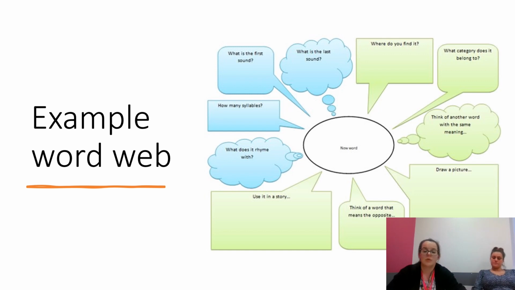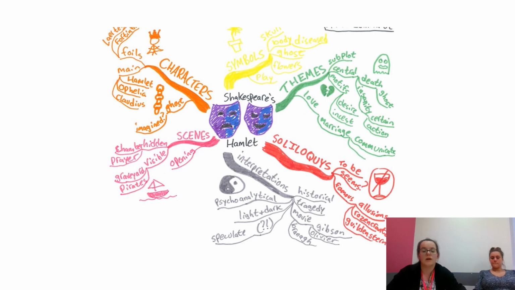And then we've also got here an example of how a word web can be used for a whole topic. So this is looking at Shakespeare's Hamlet. So the main legs off the middle are all different areas or aspects of that. So you've got the characters that are in it, the themes that are in it, interpretations, the scenes that are in it, as well as soliloquies that are in the story.